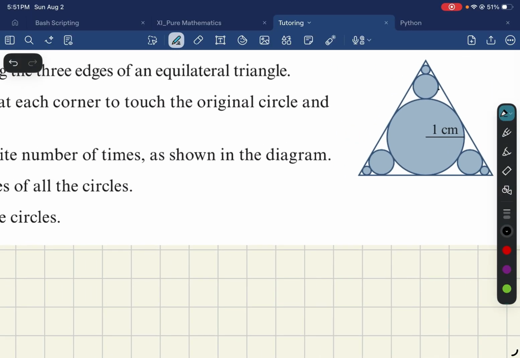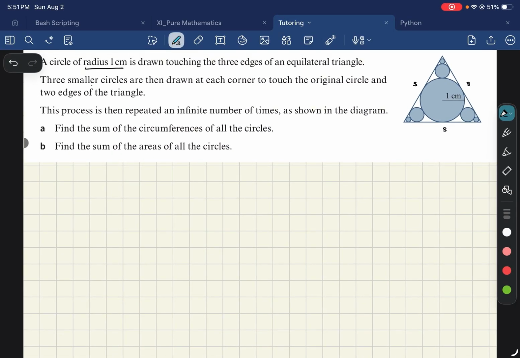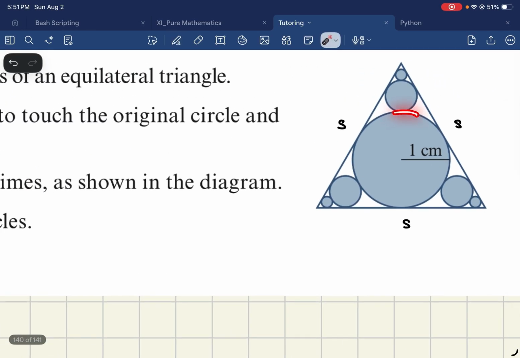So this is an equilateral triangle. So we know that the sides are going to be the same and this angle is going to be 60 degrees. So that is something I want to keep in mind. Alright. Three smaller circles are then drawn at each corner to touch the original circle and two edges of the triangle. So we have an incircle, right? This is your incircle with a radius of 1 centimeter.